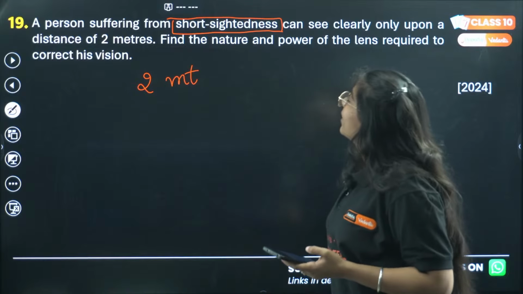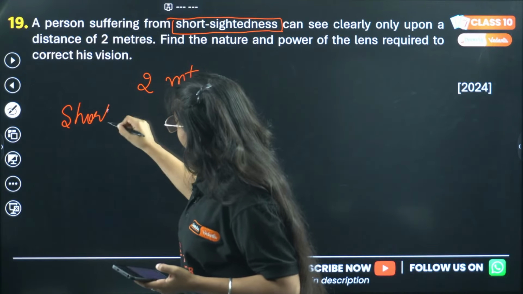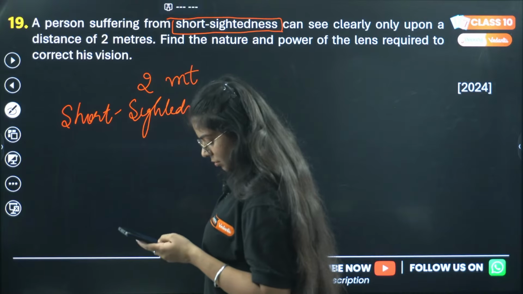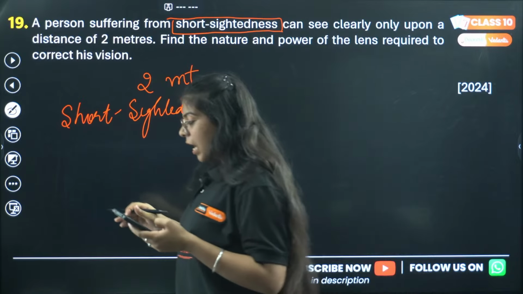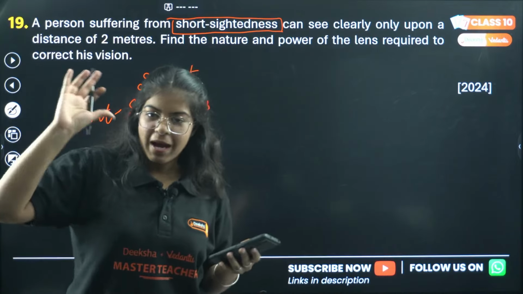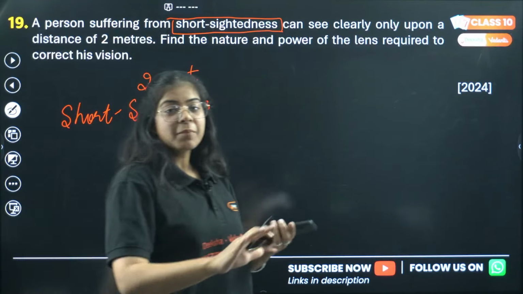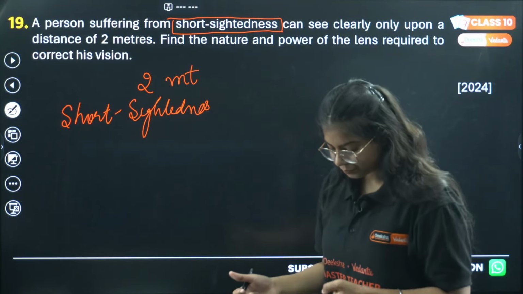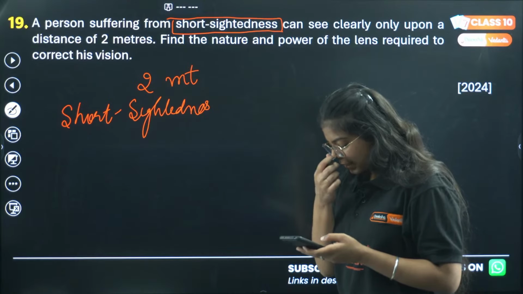Okay, see, short-sightedness. Oh, it's fine. Just remember. How will you remember? For myopia, we use concave lenses. For hypermetropia, we use convex lenses. Okay? How to find power? Let's see.